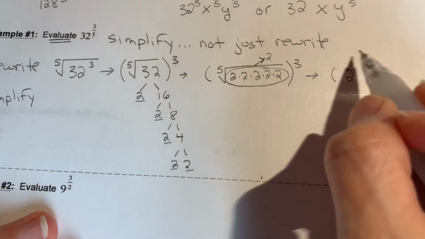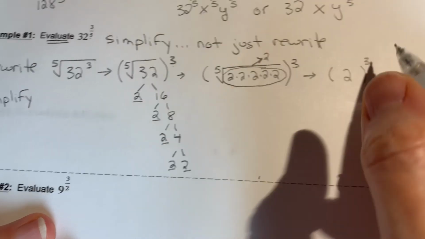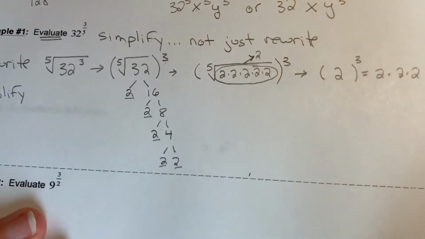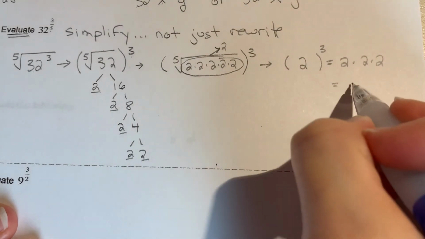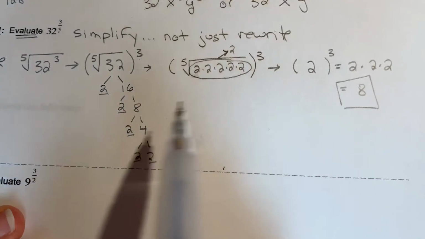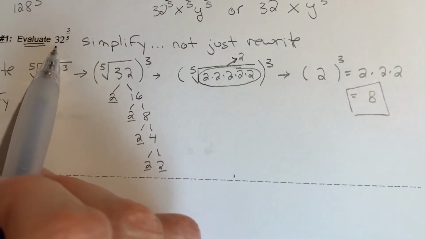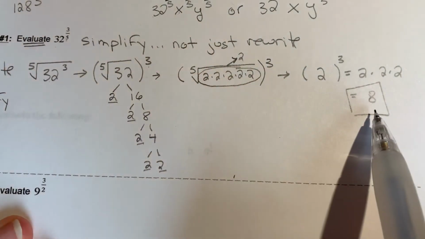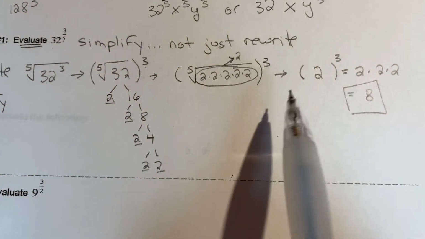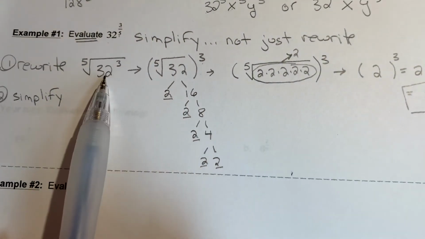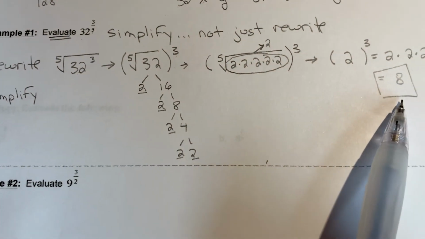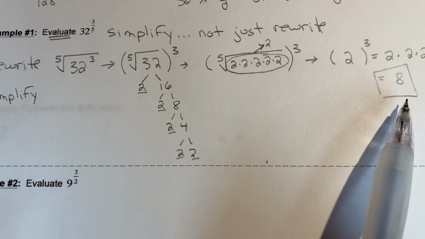Okay, not done yet. Keep going with this. What is 2 to the third the same as? That's the same as 2 times 2 times 2, which is 8. So all of this, 32 to the 3/5, simplifies all the way down to 8. So when I say simplify, this is what I mean. We didn't stop at the rewrite. We didn't even stop at the first jailbreak. We didn't stop until there was really nothing else to simplify.